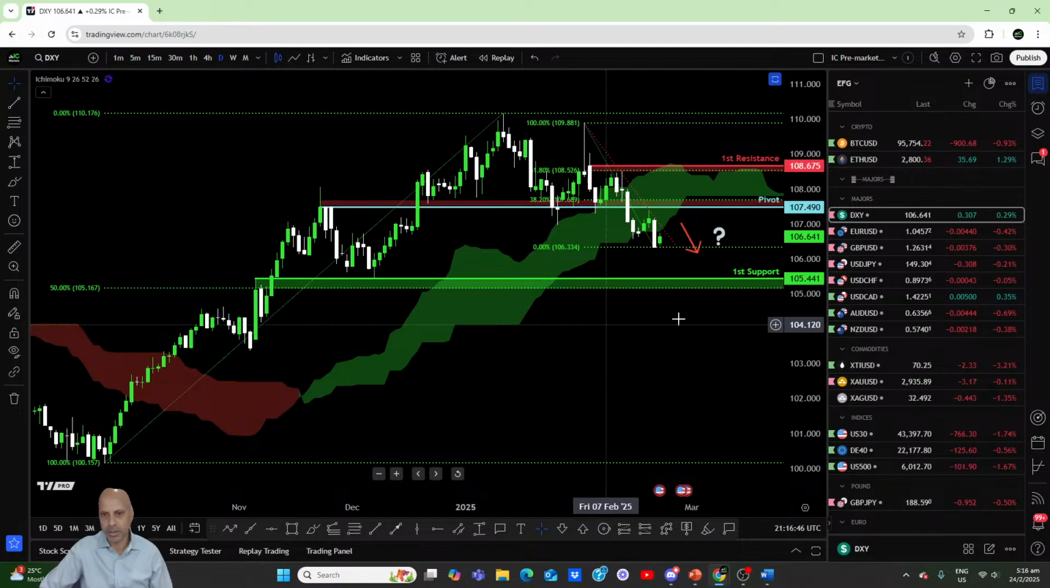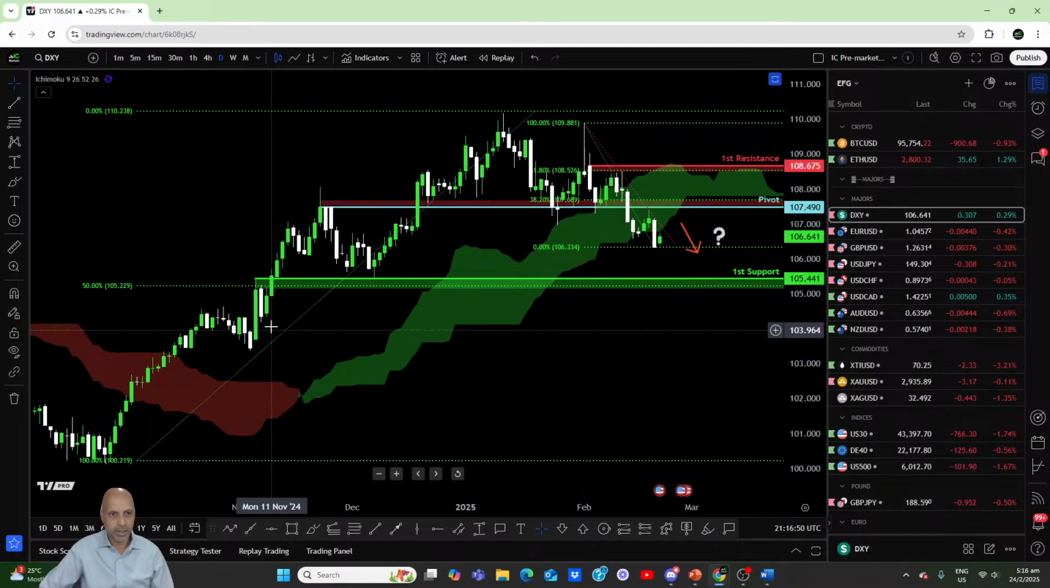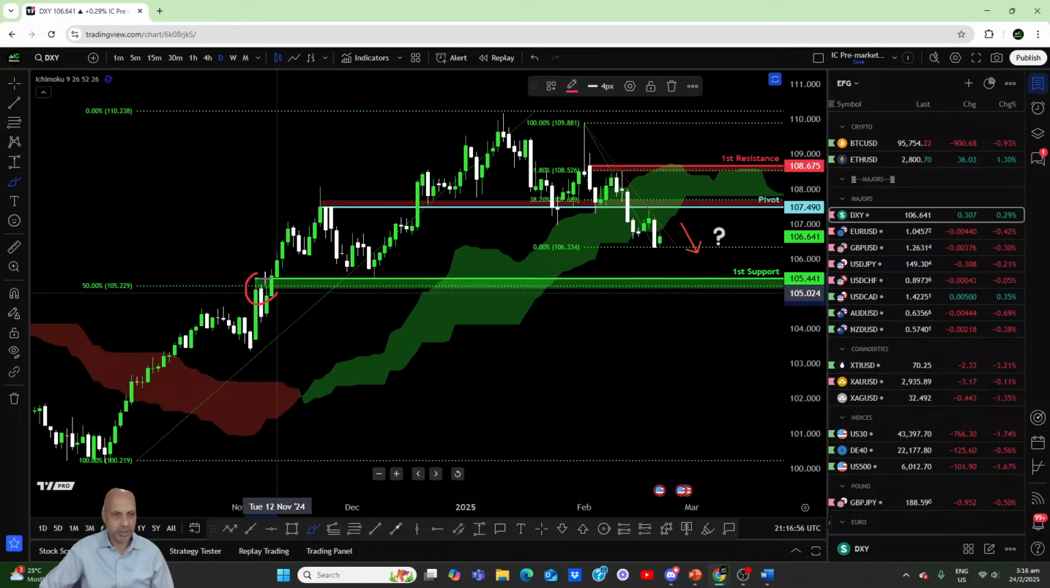Now, what about support? When we look at this level at 105.44, I can see a very nice overlap. We can see that this level previously functioned as a little bit of a resistance on Wednesday and Thursday, 6th and 7th of November. And then once the bullish breakout took place on Monday the 11th, we can see this level functioning as pretty good support.